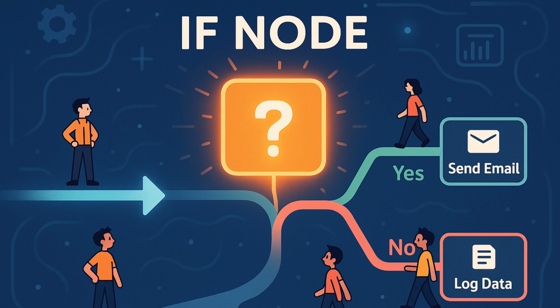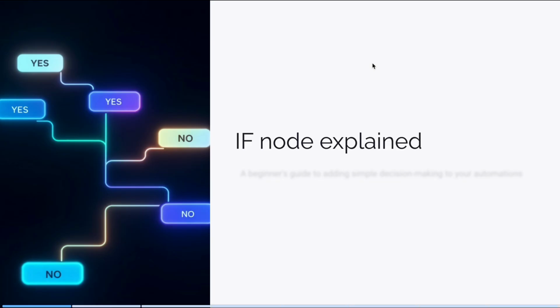In this video, I will introduce the if node in n8n. This node is all about decision making. Think of it as your workflow's way of asking a yes or no question, and then doing different things depending on the answer. It's a fundamental concept in programming and automation, but don't worry. I will keep things super simple.